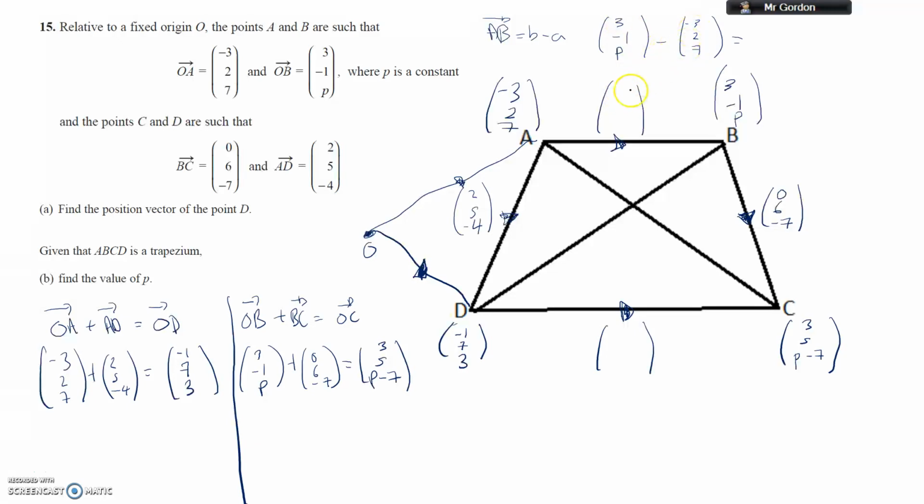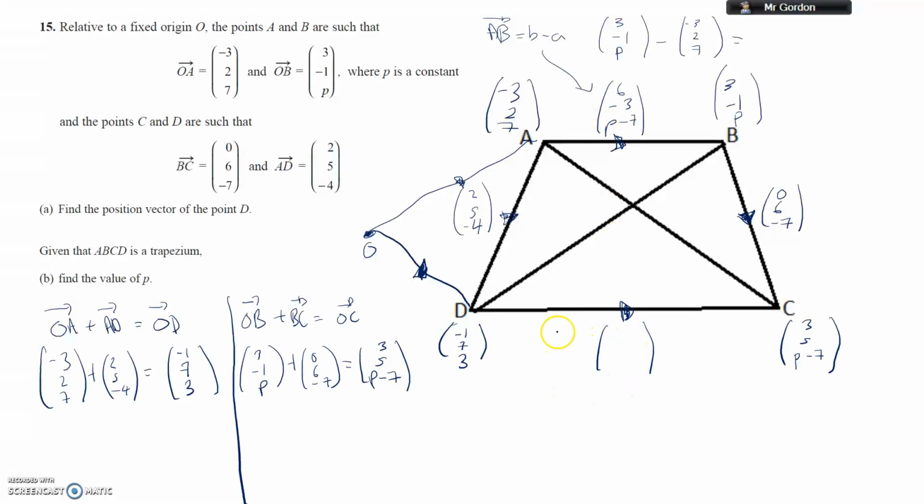Put the answer straight in here now. 3 minus minus 3 is 6. Minus 1 minus 2 is minus 3. And P minus 7 is P minus 7. So that is A to B. That's the journey A to B there. Okay, so that's our answer there.